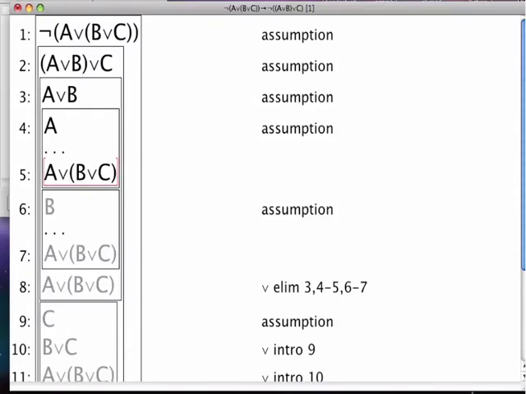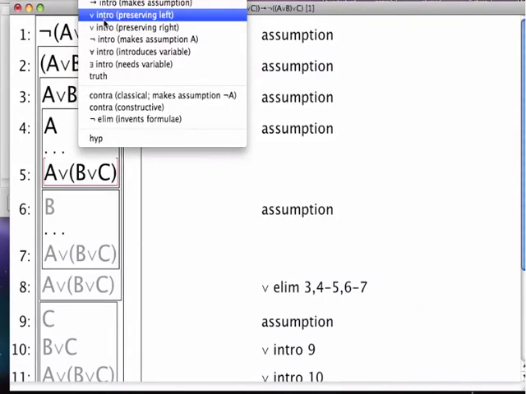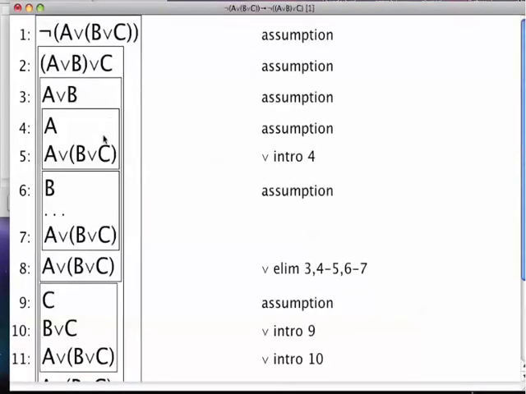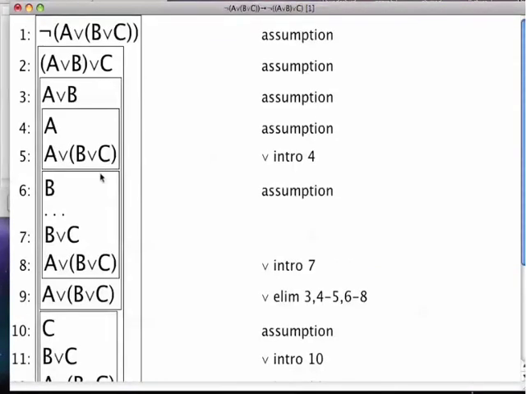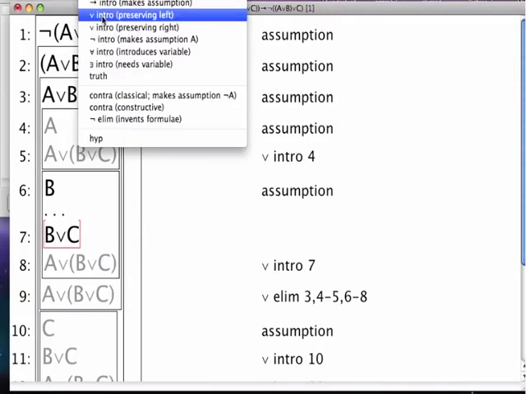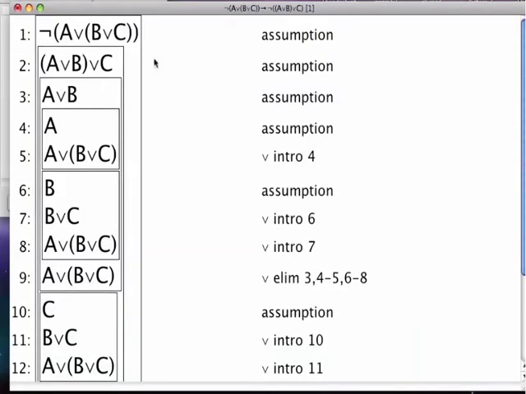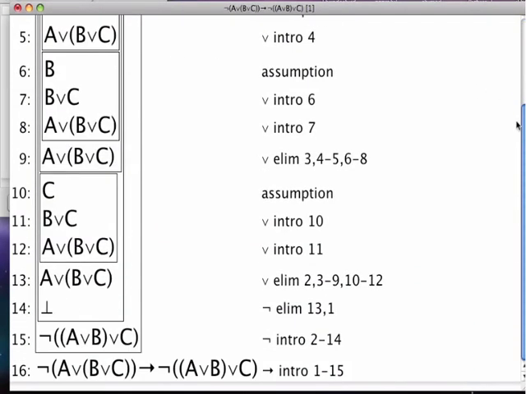But this one is easy. We go backwards, do introduction, preserving left. And this one is a bit more tricky, but we go backwards, preserving right. Now we have this one, B or C, but then we can go backwards, preserving left. And now we have a complete proof where every step has been justified.